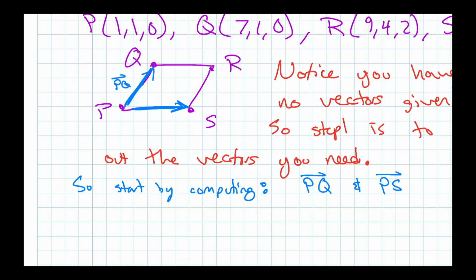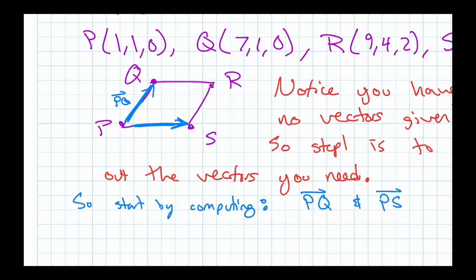And, you know, those weren't the only two choices that we had, but the thing is basically that they need to be going from the same point. So PQ, PS, or you could have used SP, SR, or you could have used RS, RQ, or you could use QR, QP, right? But the point is that they start from the same point.